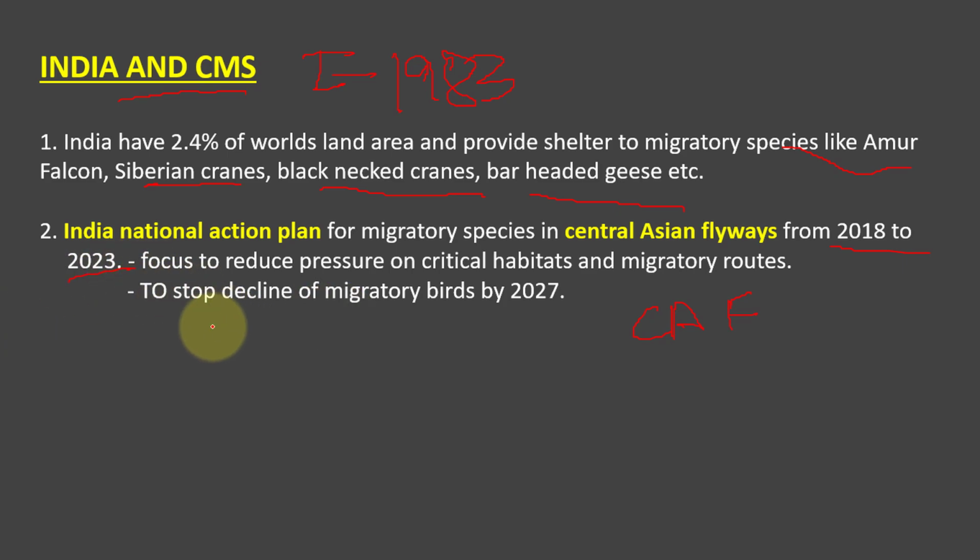Friend, what is the purpose of the national action plan for migratory species? Friend, it focuses on reducing pressure on critical habitats and migratory routes, the migratory routes which fall under the Central Asian Flyways. The target of the National Action Plan for Migratory Species is also to stop the decline of migratory birds by 2027. Yes, friend. Friend, here is a question for you.